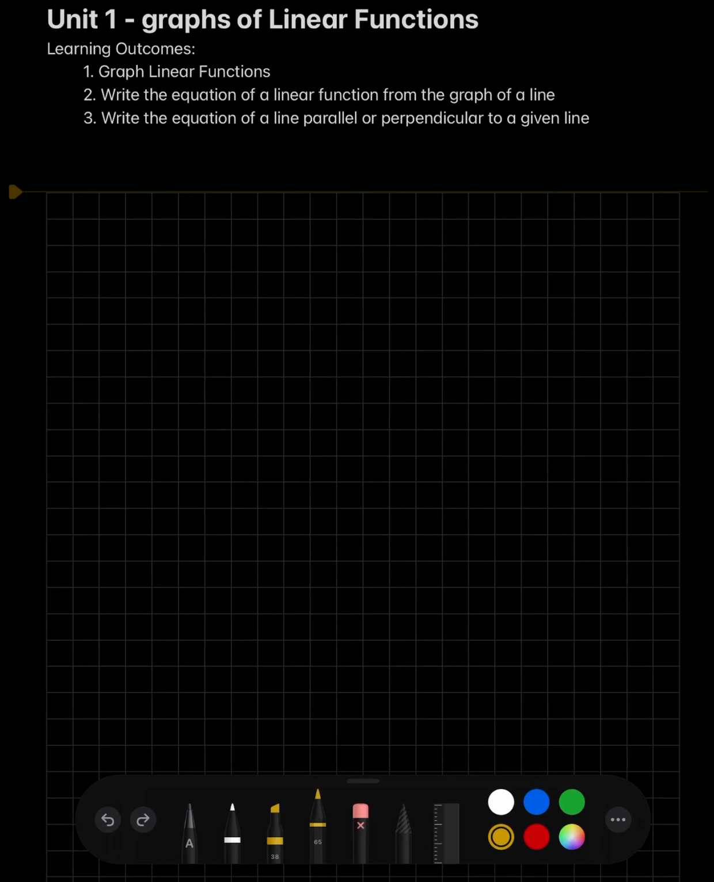So those are our three learning outcomes. That's what we're going to try to do in this video. I encourage you to take notes as we go. I encourage you to pause the video if you need to, rewind, listen to another section, whatever you need to do. We're going to start off with the first point. We're going to start off with graphing linear functions.